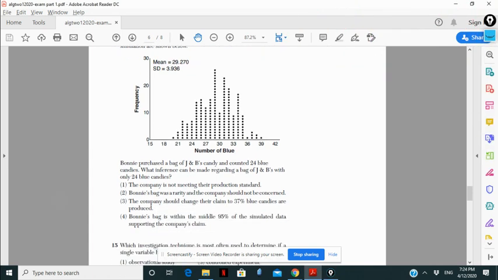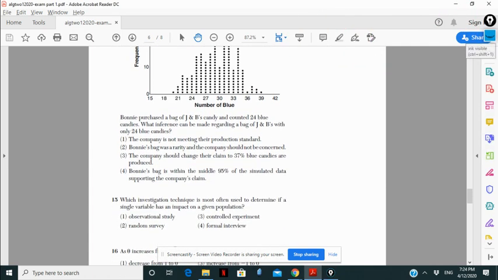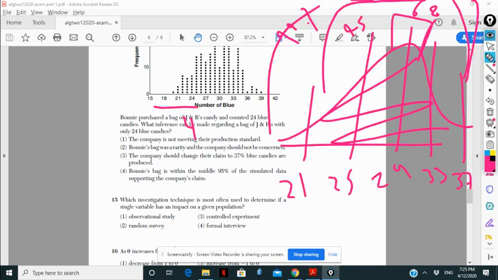So now what is the question? Bonnie brushed a bag and he found 24. So 24 is in that part, okay? The company is meeting their production standard? No, because it should be in the normal distribution. The Bonnie bag was a rarity and the company shouldn't be concerned. It's incorrect.